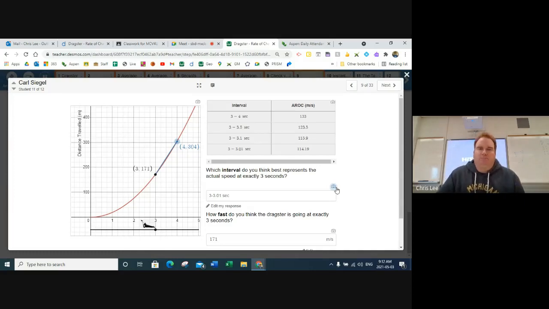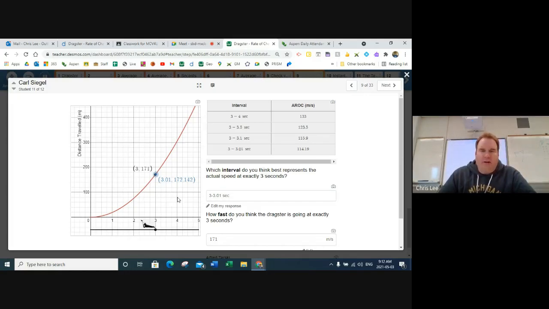Okay, so we have this secant here. We've already said that the best secant is the one that is the smallest. If I can get down there, there we go. We have this small little secant there. It says which interval is the best, and we all agree that that little secant is the best representation of what's going on. Now, how fast do you think the dragster is going at exactly 3 seconds? Well, we have two options.